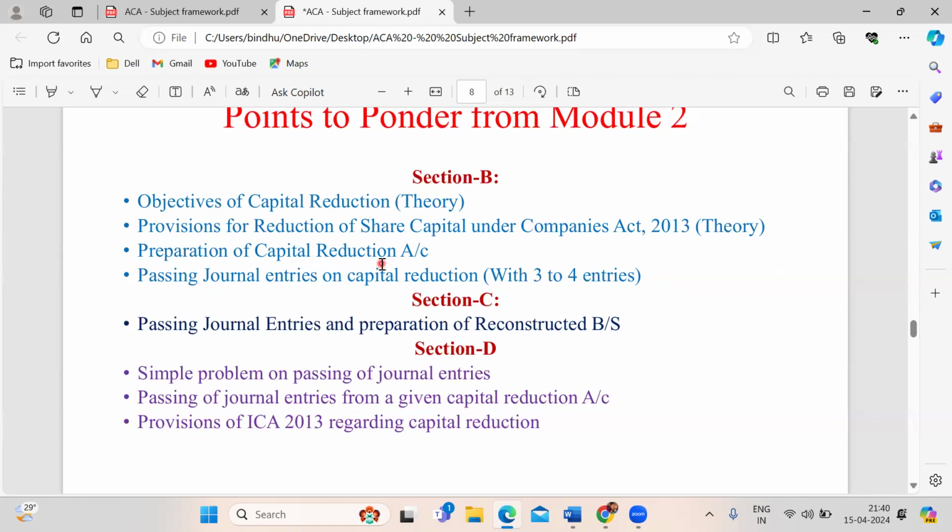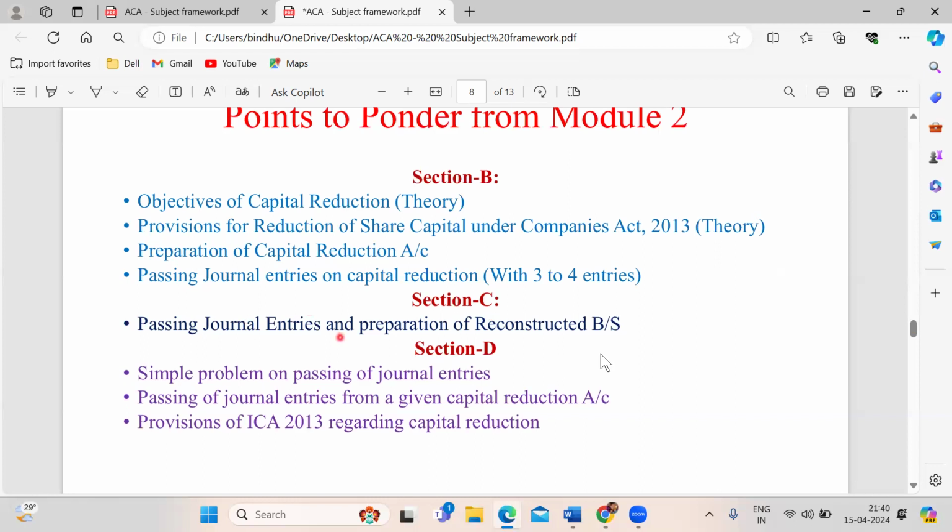4 marks, capital redemption account, and they will ask you to pass journal entries on capital redemption, minimum 3 to 4 entries. They are going to raise a question to pass entries. This is a 4-mark compulsory question, or else they may raise theory questions based on the previous year question paper pattern.